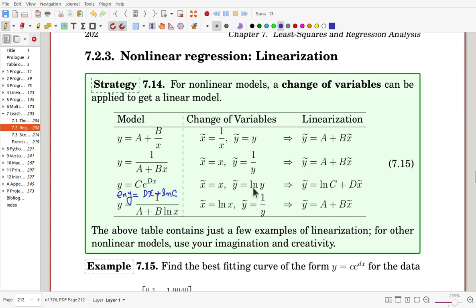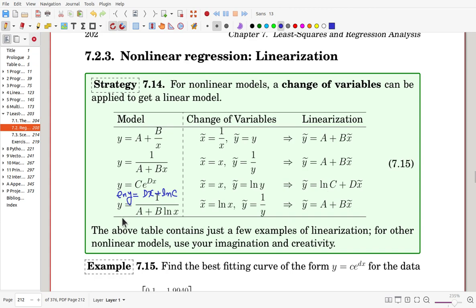Once we apply the logarithm to both sides, along with the logarithm y tilde, we can write it this way. That is exactly from here. Y tilde is the same as logarithm c plus d x tilde. Now this is a linear model, and the output will be logarithm c. Out of the logarithm c, we can get c by taking the exponential function, right?